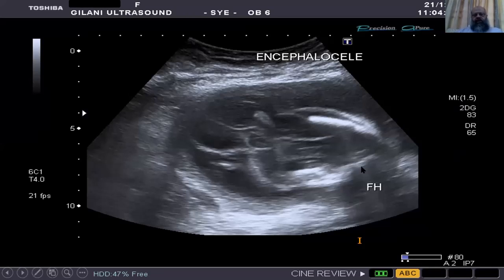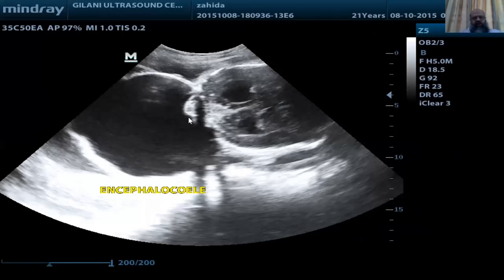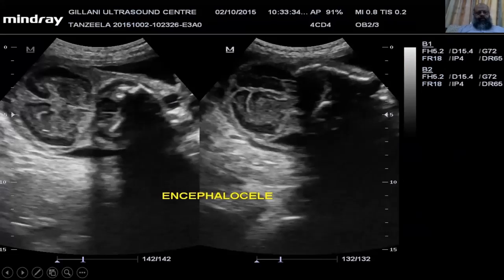This is another case, the skull, the fetal head, and a large defect. The meninges and brain matter are protruded, herniated in the posterior aspect of the skull, which is the occipital. This is another one, a defect, but a small part of brain matter is herniated. Then there are meninges and some fluid. This is another case. There is a large defect. These are the skull bones and the herniated brain.